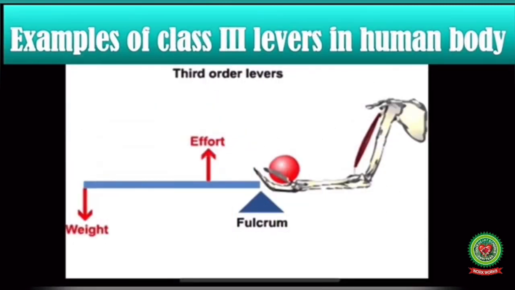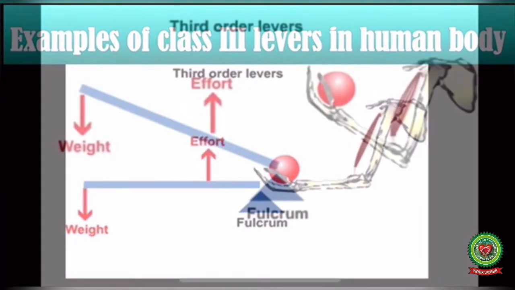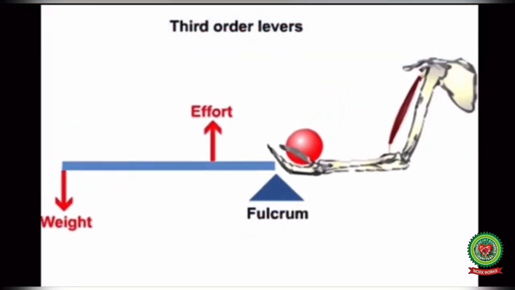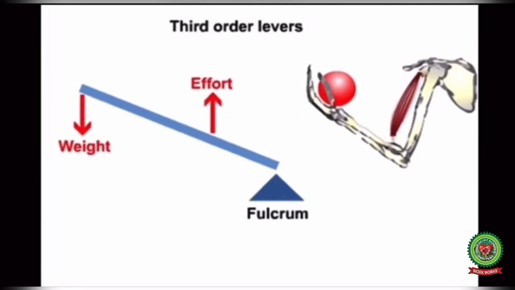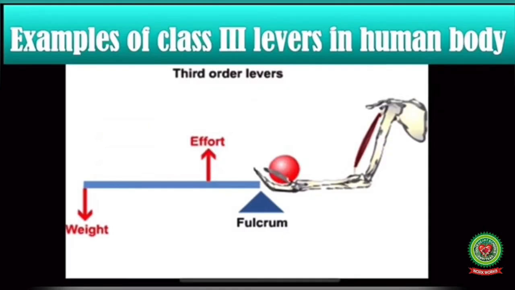Next is an example of class 3 levers in human body. In this case, this is the load to be overcome. Here we are feeling the effort, and this is the fulcrum, the point about which we are moving our hand. So, raising a load by our forearm on our palm is an example of class 3 levers in human body.